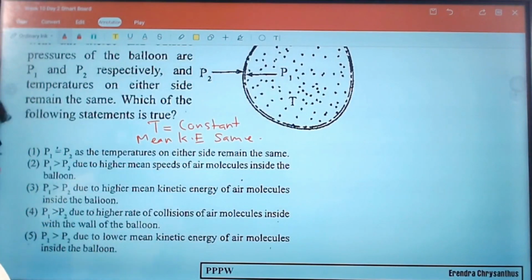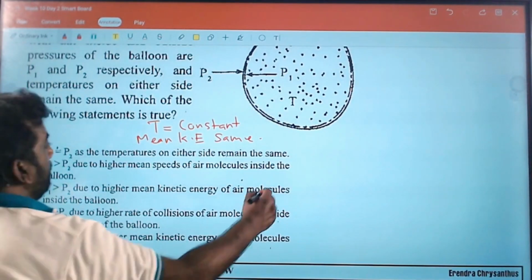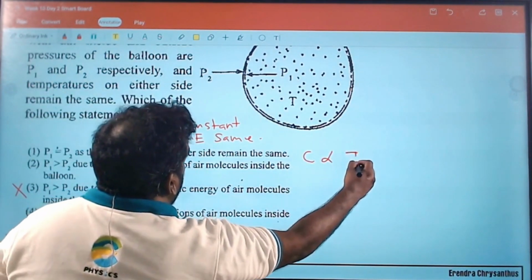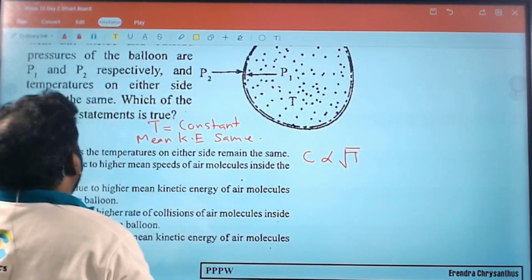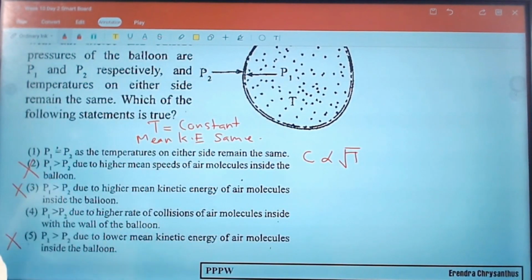So this is wrong. This is wrong. P1 larger than P2 due to high mean speeds of air molecules. Remember, the speed is directly proportional to square root of temperature. Temperature same, so this is wrong.